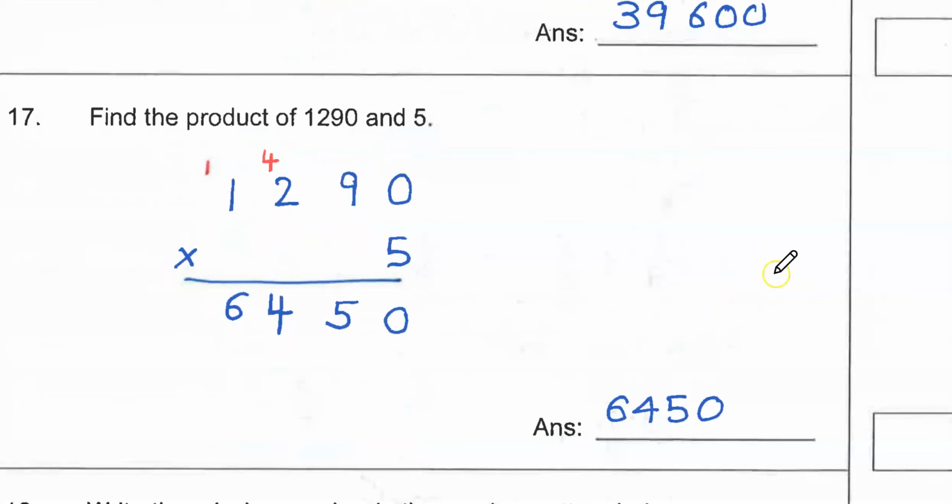Next, find the product of 1,290 and 5. Okay, 0 times 5 is 0. 9 times 5 is 45, put a 5 over here, 4 over there. Next, take 2 times 5, 10, 10 plus 4 is 14, put a 4 and carry a 1. 1 times 5 is 5, add 1, 6. So the answer is 6,450.